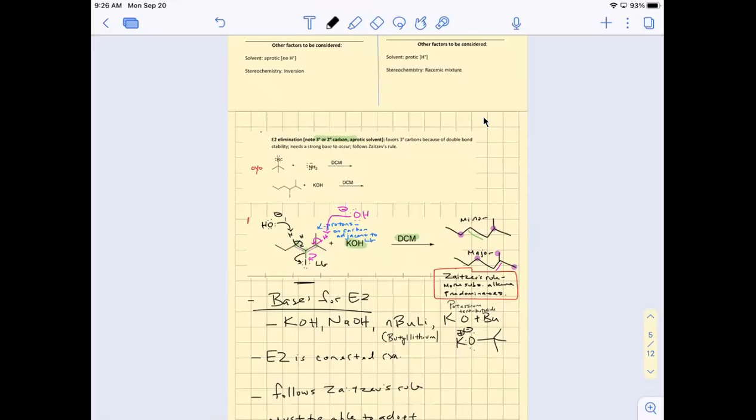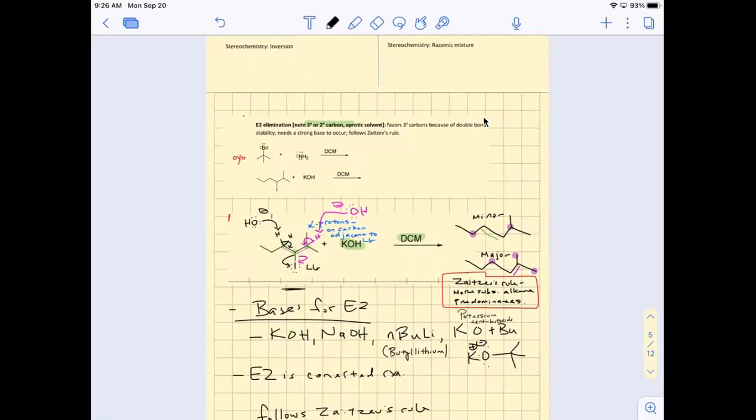All right. So for E2, the thing to remember is that there must be a base present. You have to do it in an aprotic solvent. We already talked about that. The geometry is antiperiplanar between the leaving group and the alpha proton, and the product is going to be based on Zaitsev's rule, right? So the more substituted alkene is going to be your major product, the less substituted alkene, the minor product. All right, questions about the E2?